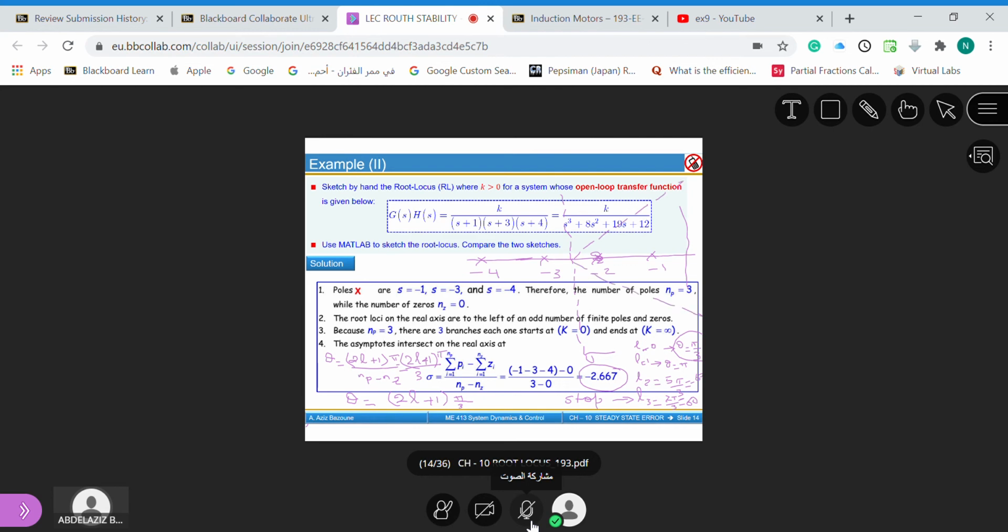60 degrees and minus 60 degrees, and I have 180 degrees, which is this. 180 degrees, it will be here. This one. So these are my asymptotes.